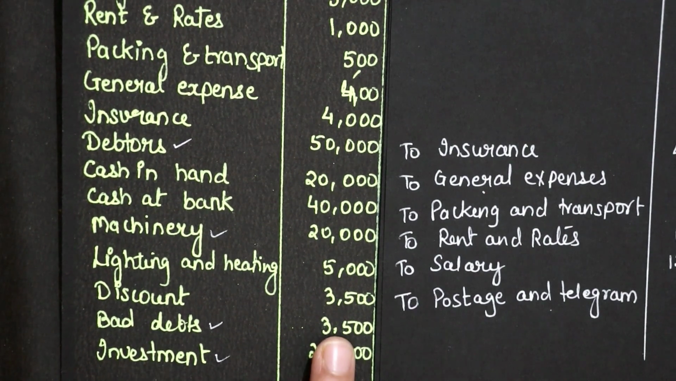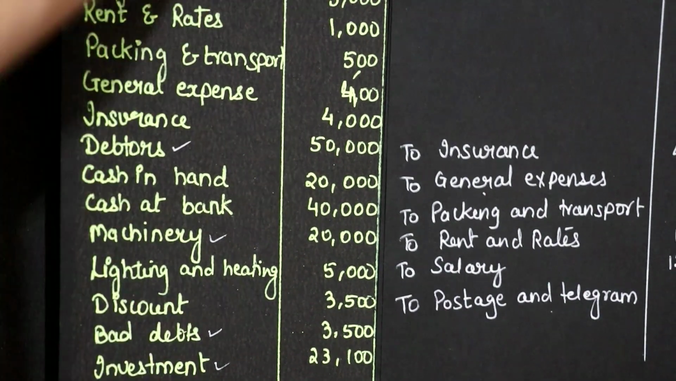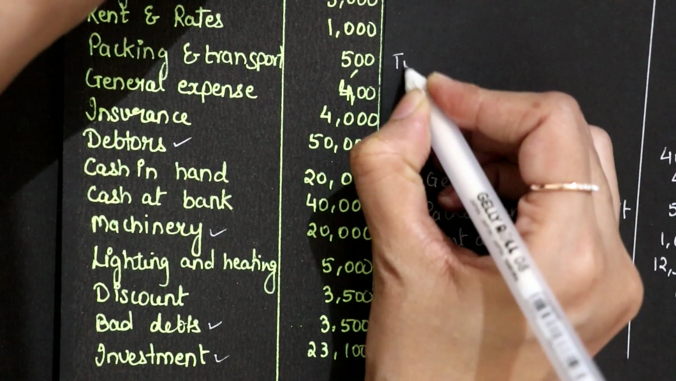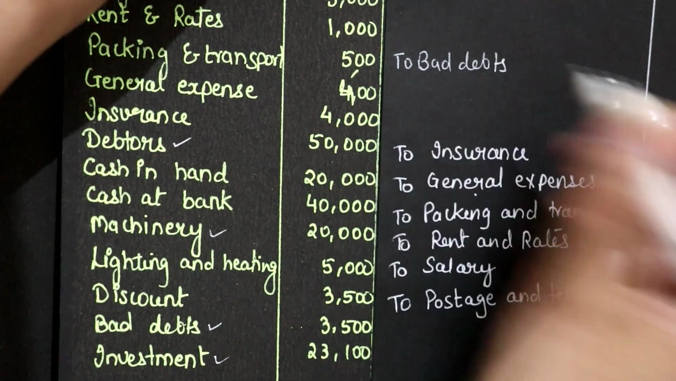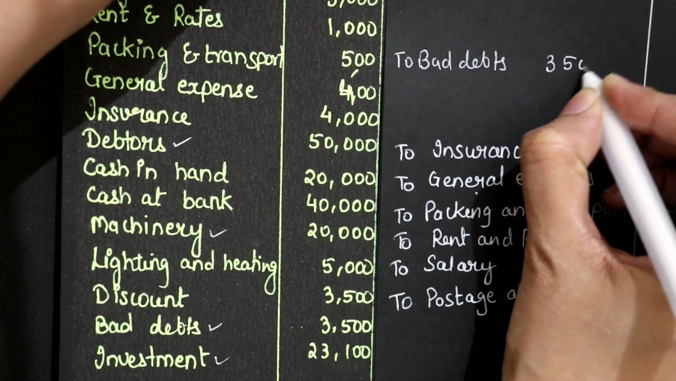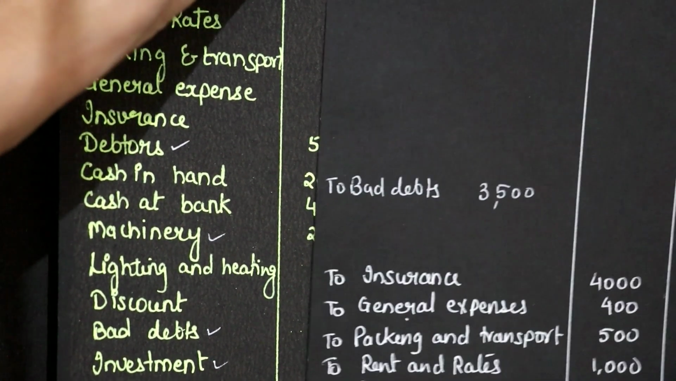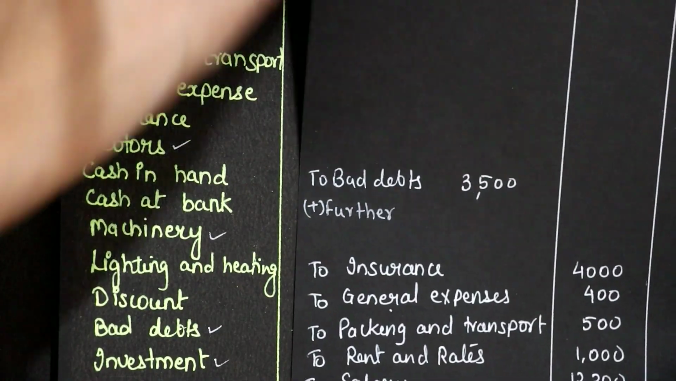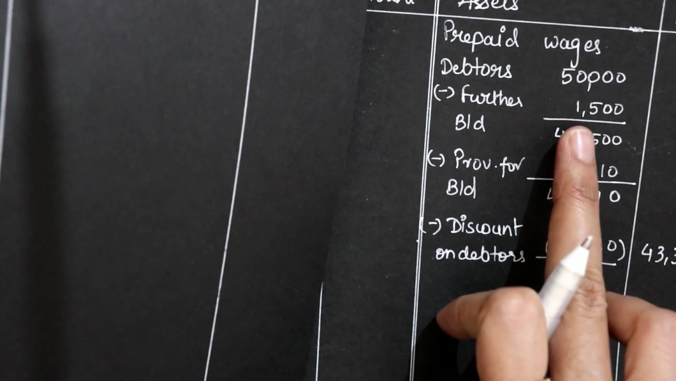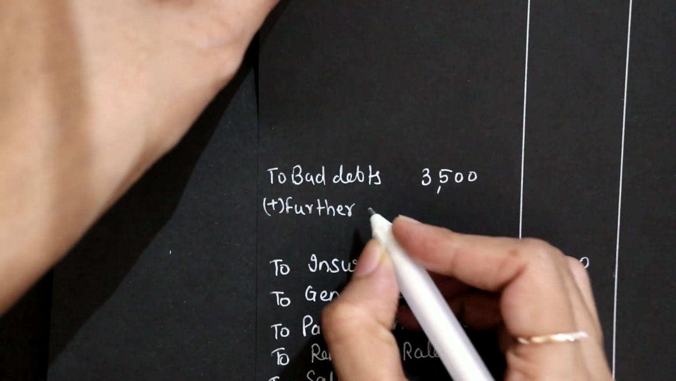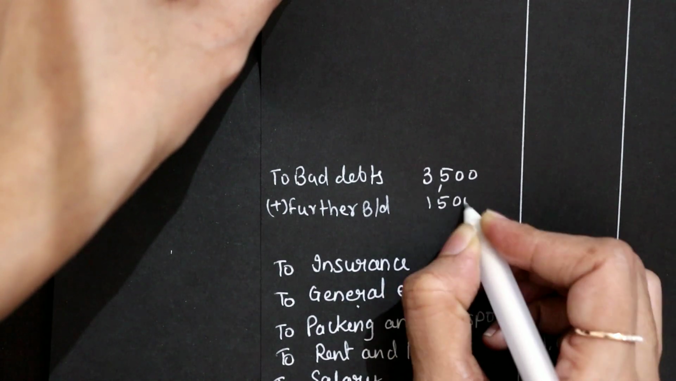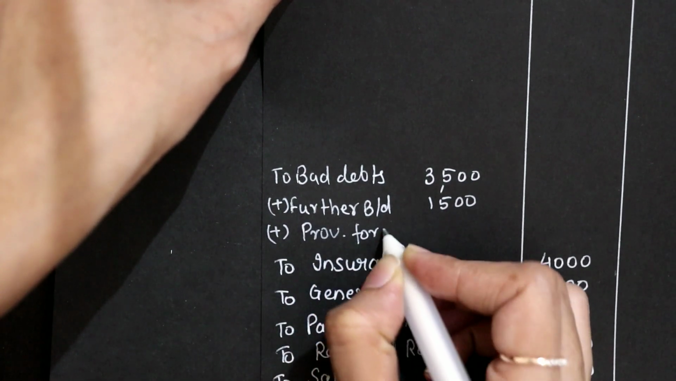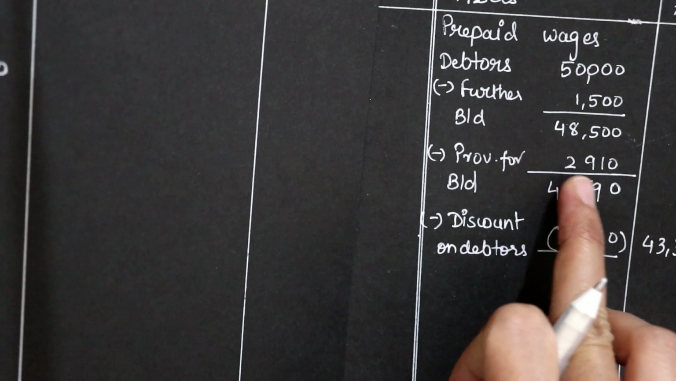We have bad debts in the trial balance given as rupees 3,500. Now we will adjust the amounts with the bad debts. So we will write to bad debts 3,500. To this we will have to add further bad debts of 1,500. We will have to add it with bad debts 1,500, and also we have to add the amount of provision that we have made. The amount of the provision is 2,910, so we will add it here.